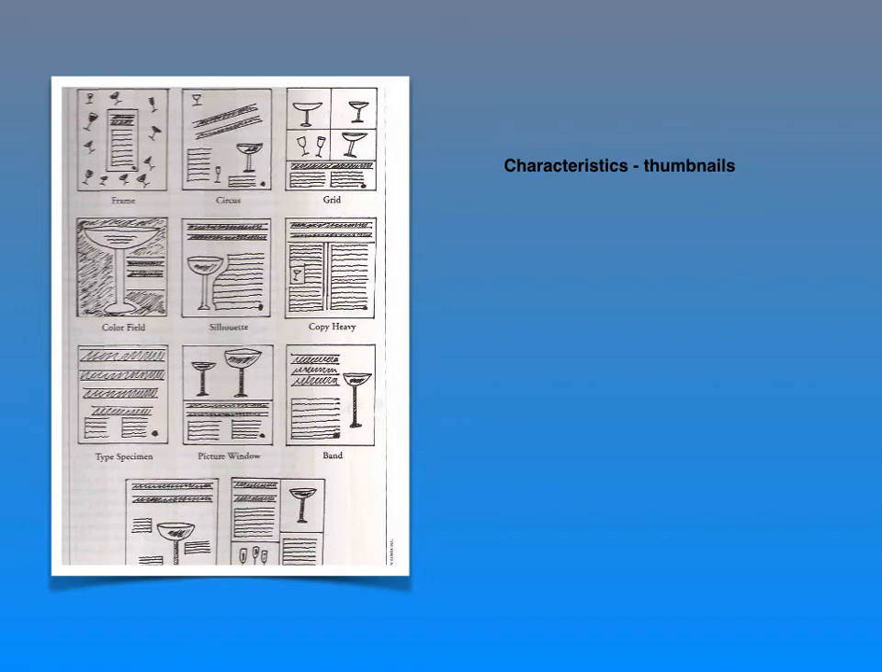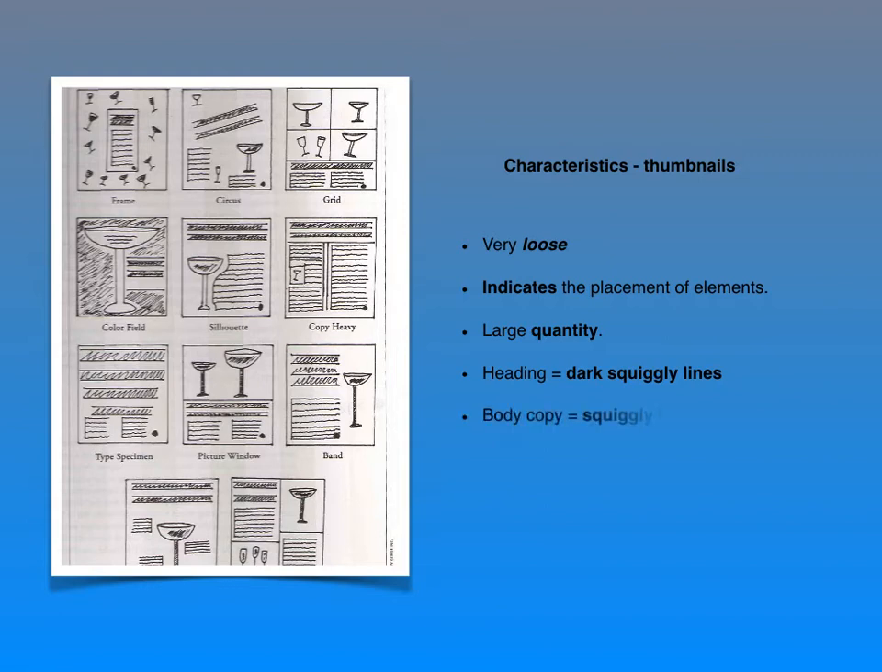Here's an example of what thumbnails may look like. So the characteristics of the thumbnails, they're very loose. We already said that. So remember, that's just getting your concept on paper. They roughly indicate the placement of different elements. Once again, you do a lot of these, sometimes 100 or over 100. And then as you can see, they just indicate where your headings will be with the dark squiggly lines, and then your body copy would be the regular squiggly lines.